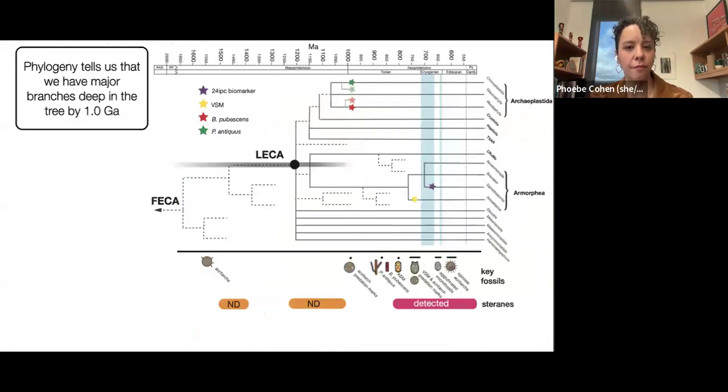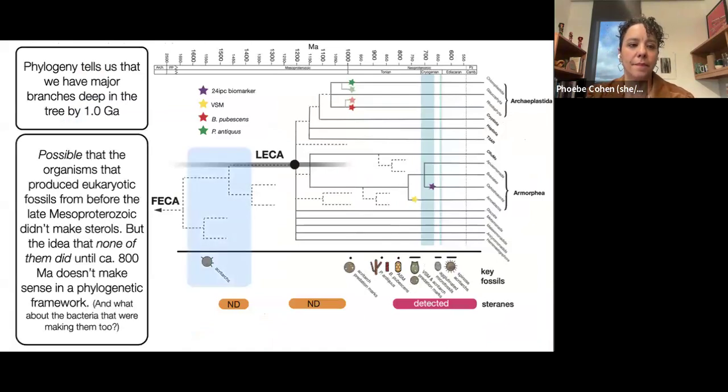One of the things we have to think about is that phylogeny tells us we have major branches of the eukaryotes deep in the tree by 1 billion years ago. It's possible that the organisms that produced eukaryotic fossils from before the late Mesoproterozoic didn't make sterols. But I have a hard time squaring the idea that none of them did until 800 million years ago, because it doesn't really make sense in a phylogenetic framework. There's definitely still a gap between the crown group fossil record and the sterane record, and that could be a rock record sampling issue for sure.